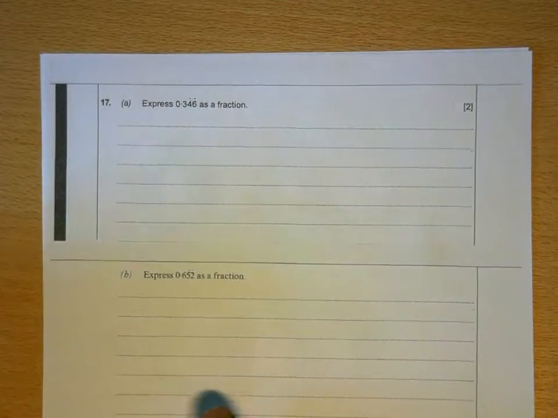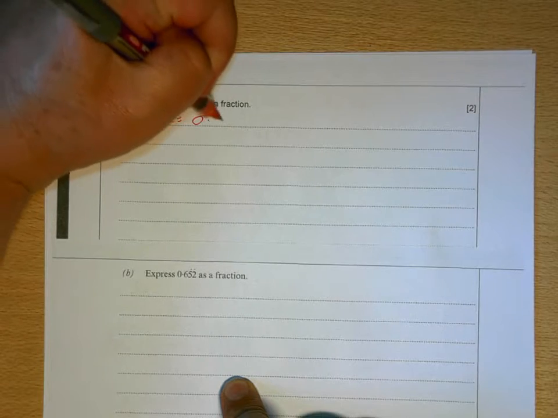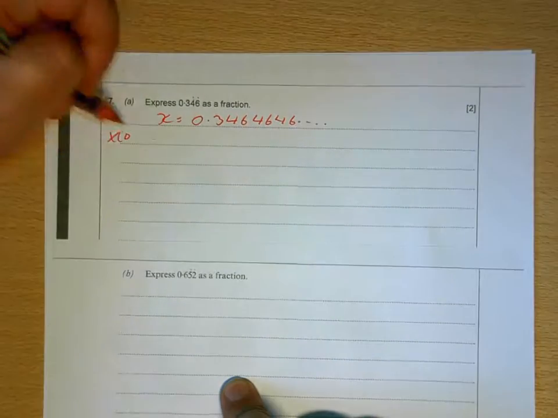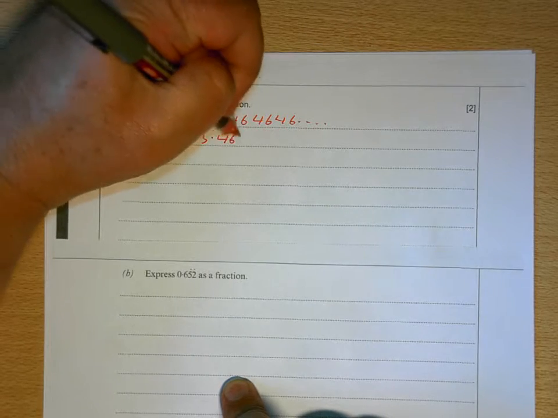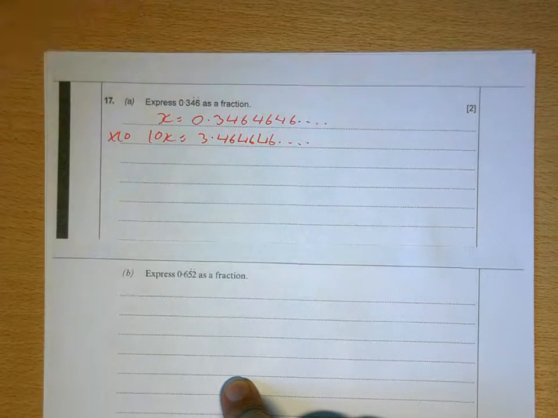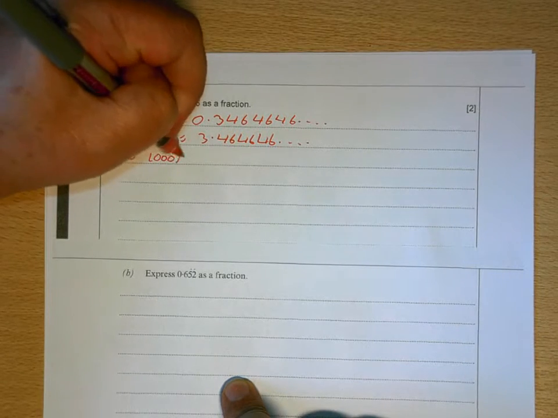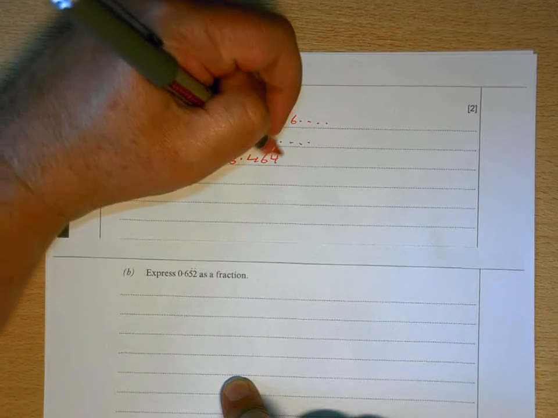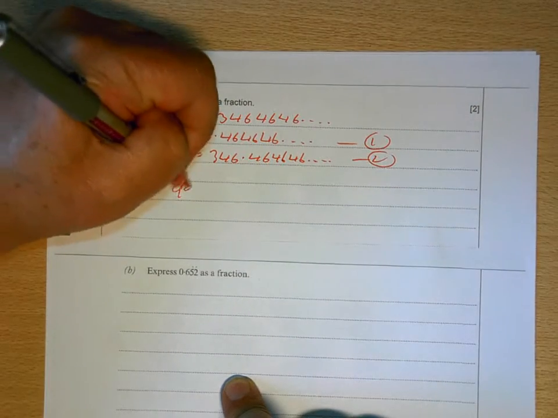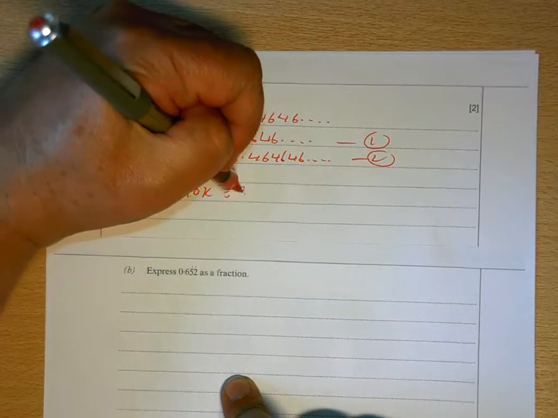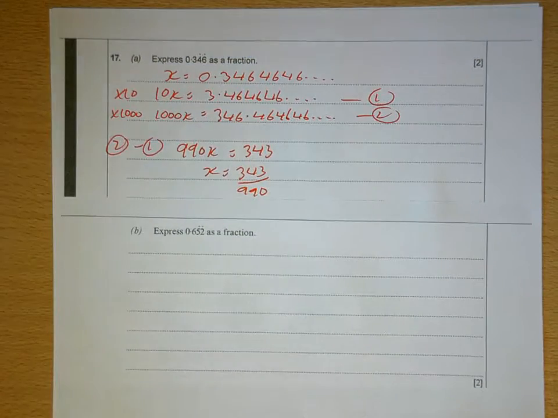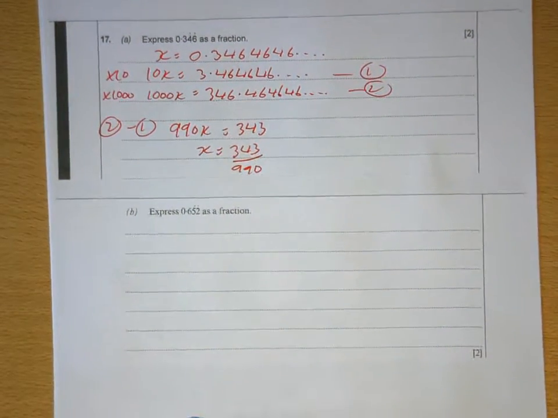A couple more to do. X equals 0.3464646 and so on, times by 10. Then I need to get to the next 464646, which means I need times by 1,000. Subtract. 346, take away 3, so 343 over 990.